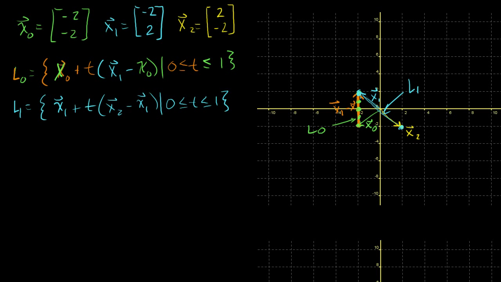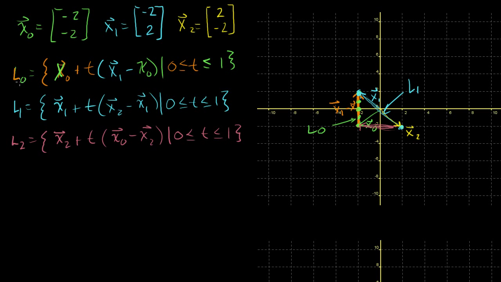That's L1. And then finally, if we want to make a triangle out of this, let's define this line right here as L2. L2 would be equal to the set of all vectors where we start off at x2 plus some scaled-up version of x naught minus x2. x naught minus x2 is this vector right here, such that 0 is less than or equal to t is less than or equal to 1.